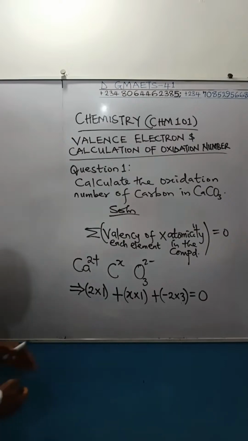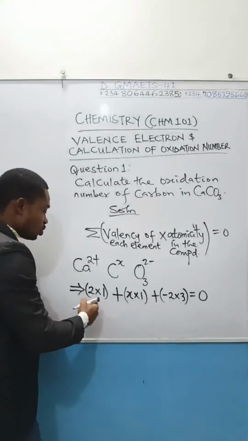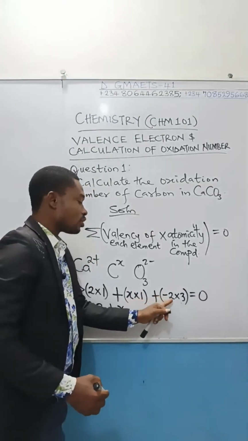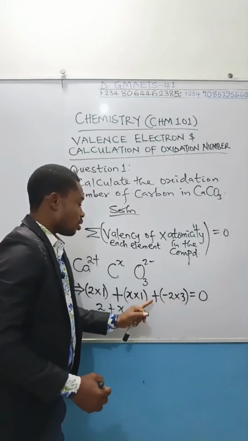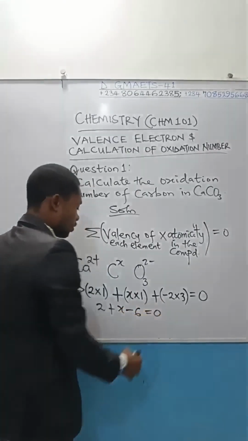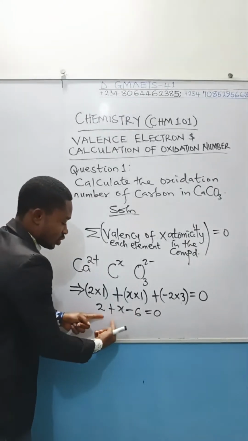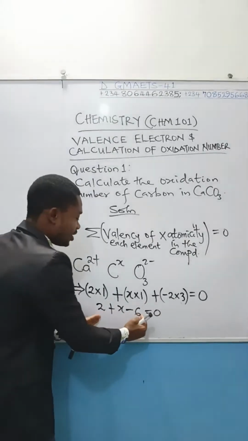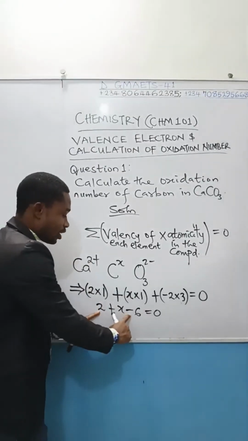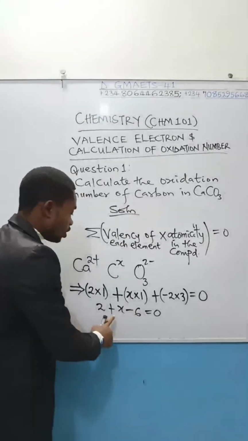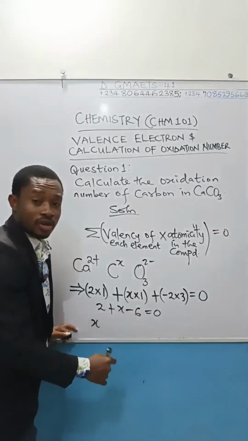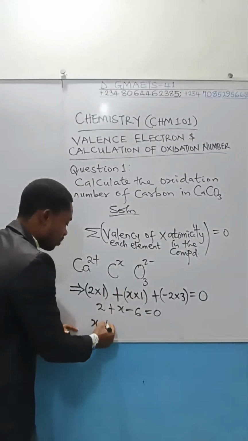Good. So with this, simplify this. 2 times 1 will give us 2, plus X times 1 will give us X. Come here, -2 times 3 will give you -6. Then equate it to 0. Work on these like terms here. 2 and -6 are like terms, and they are on the same side of the equation, so you can simplify them. 2 minus 6 will give you -4. So you have your X here, then 2 and -6 as pure numbers, which simplify to -4.